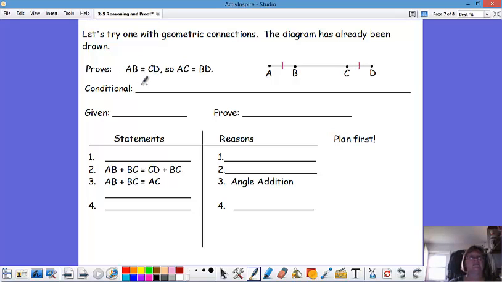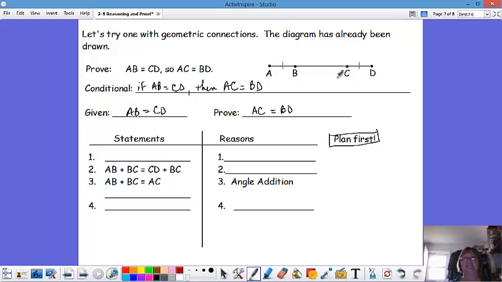The conditional would be: if AB equals CD, then AC equals BD. Are you with me? All right. The given information then is that AB is equal to CD, and that's already been pictured on our diagram, so I'm going to say that's good. What we have to prove is that AC has the same length as BD, and my hint to you: plan. Don't just start writing, plan. So think about this, folks.